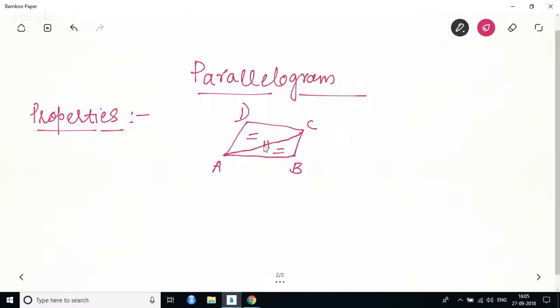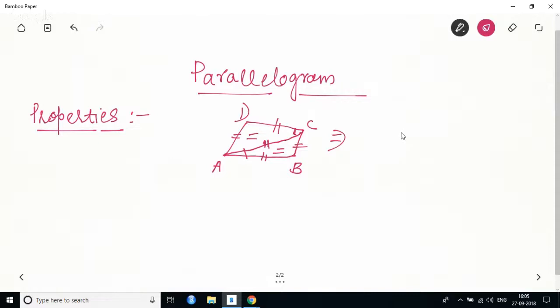And how can it be proved? This side is common to both, these two sides are equal, these two sides are equal, so you can utilize any one of them. Or you can say that because these two sides are parallel, this angle and this angle are equal, and then you have two sides equal. So as simple as that.